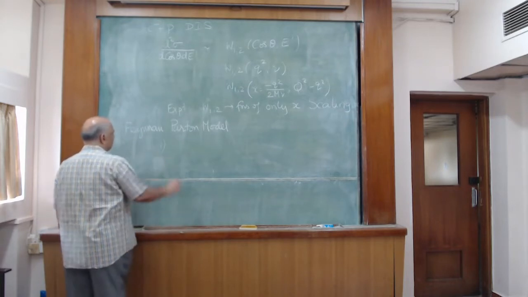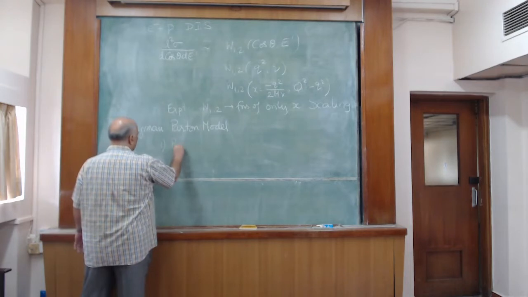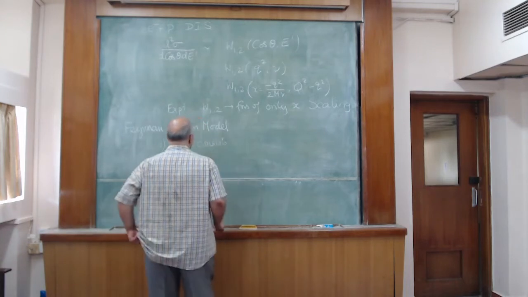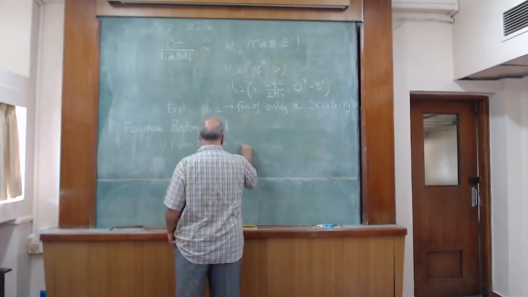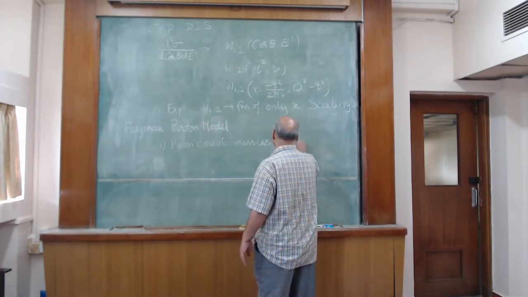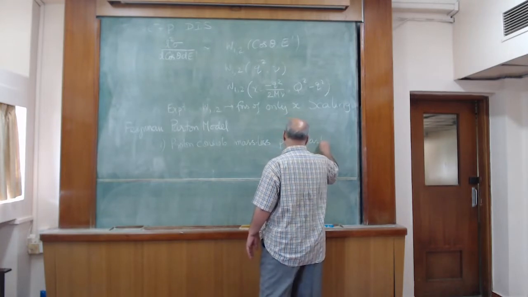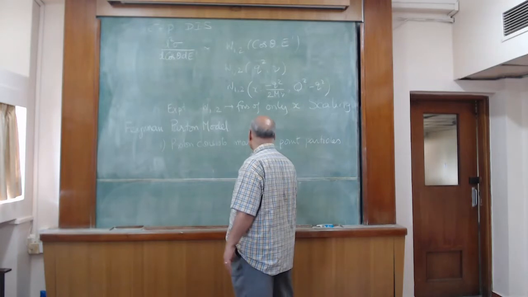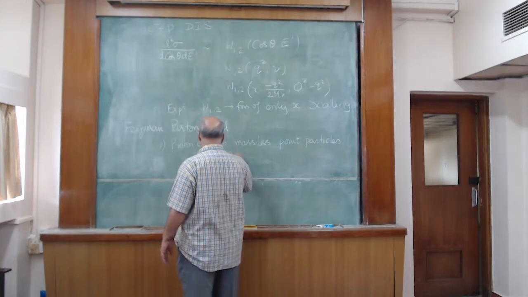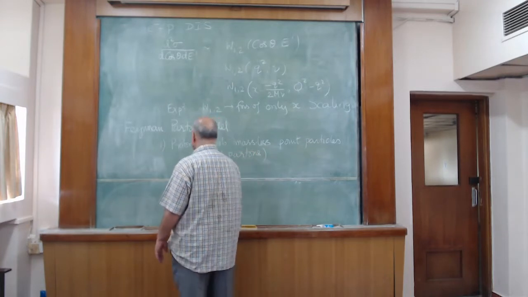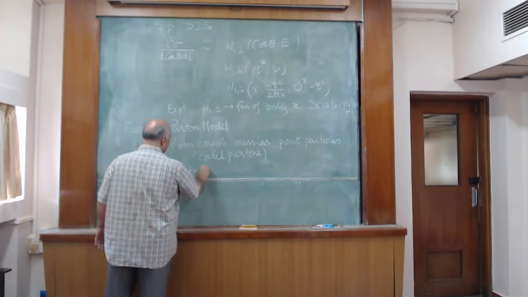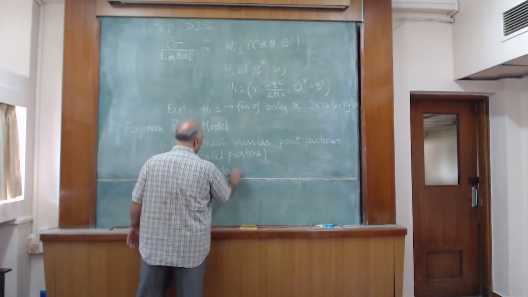The assumptions of this model: first assumption is that the proton consists of massless point particles, which Feynman called partons. And two, partons do not interact with each other.